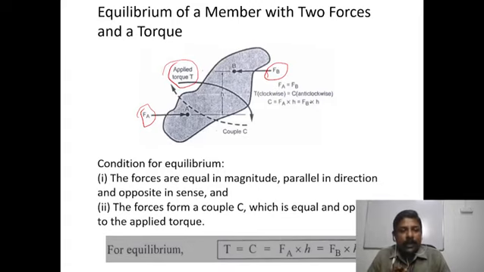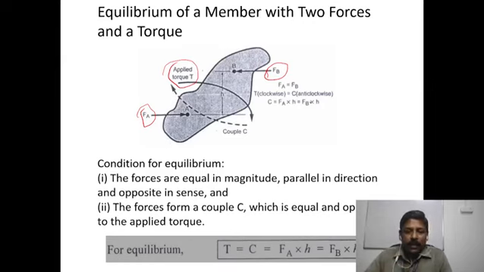So according to this member, which is subjected to two forces and a torque, the equilibrium conditions are: the forces are equal in magnitude, parallel in direction, but opposite in sense. That is the first condition. And the second condition is the forces form a couple which is equal and opposite to the applied torque.